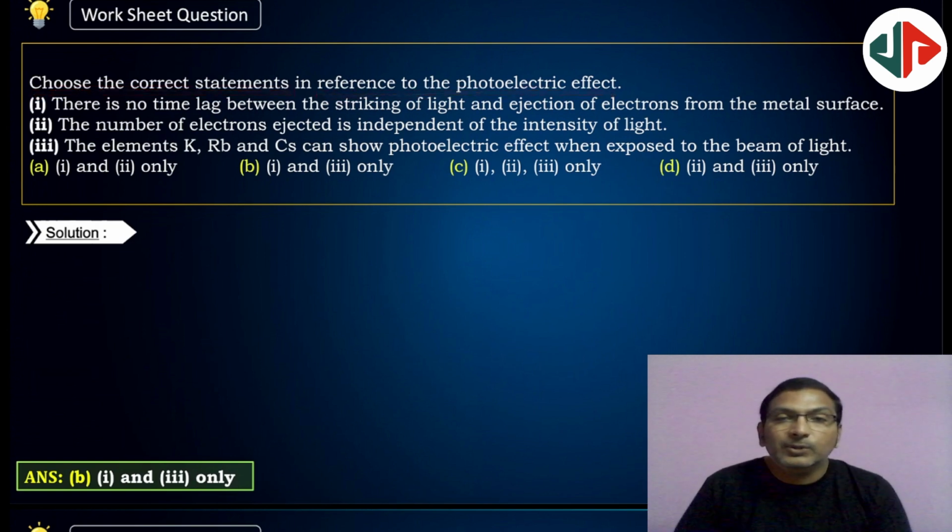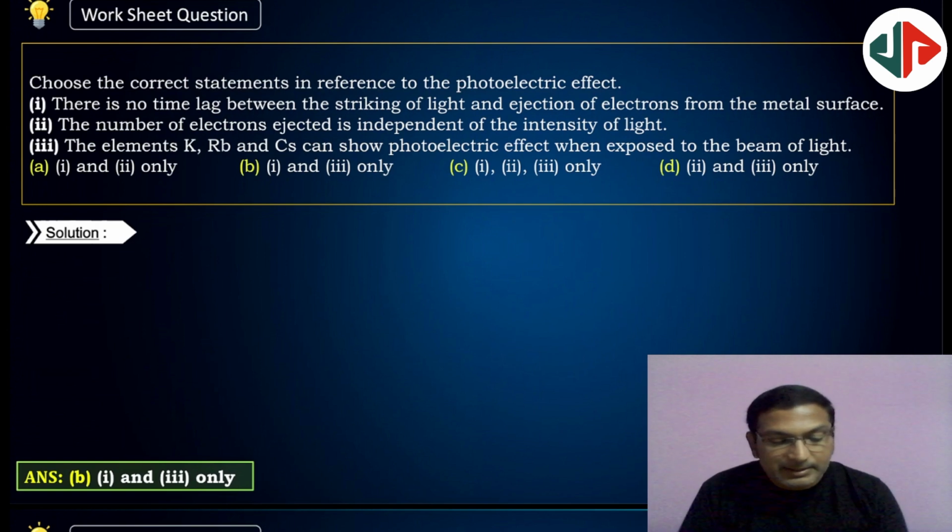So we know photoelectric effect, that is the ejection of electrons from the surface of metal when light of suitable frequency falls on it. So what is photoelectric effect? Ejection of electrons from the surface of a suitable metal when a light of certain frequency falls on it.